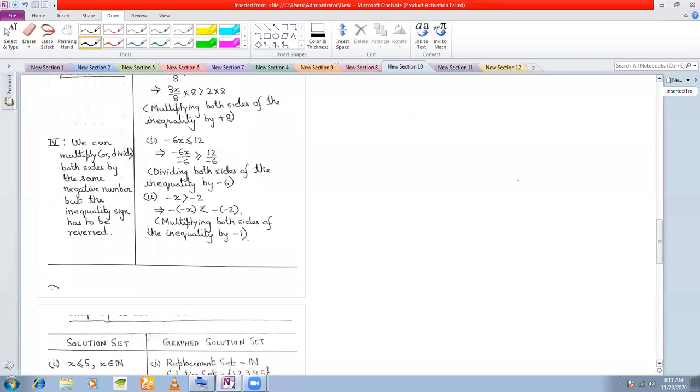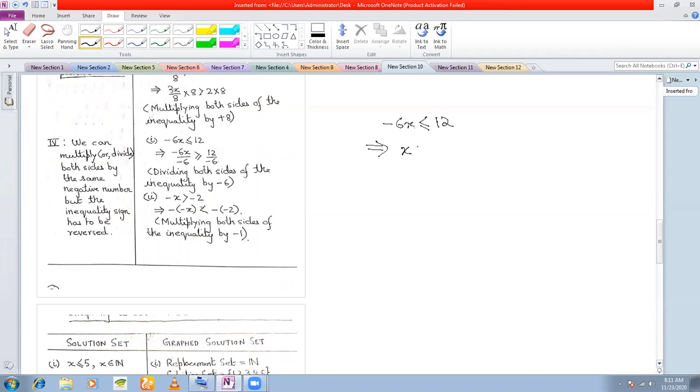We can multiply or divide both sides by the same negative number, but the inequality sign has to be reversed. So now if you have, say, minus 6x less than or equal to 12, this is the problem when you are doing it directly. See what happens. All the rules of the equation apply here also. So what you do, this is the common mistake.